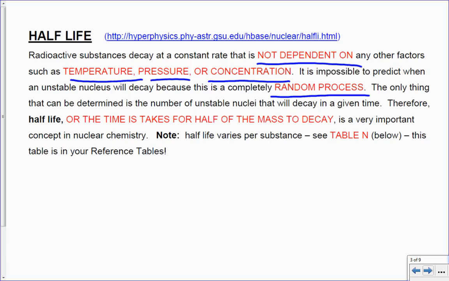An unstable nucleus would decay. It is a completely random process. I can't tell you which atom is going to decay, but I can tell you that overall, after a half-life, there will be exactly half the atoms. I can't predict which one, though, okay? So the half-life, or the time it takes for half of the mass to decay, is very important, and Table N will list them for me, okay?